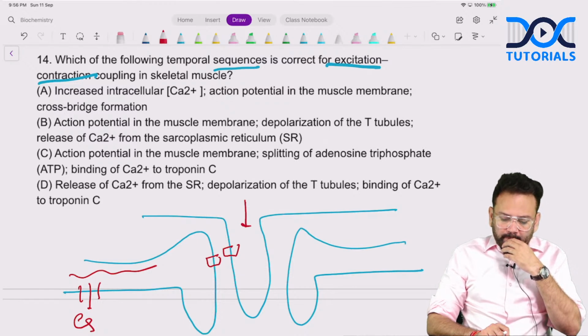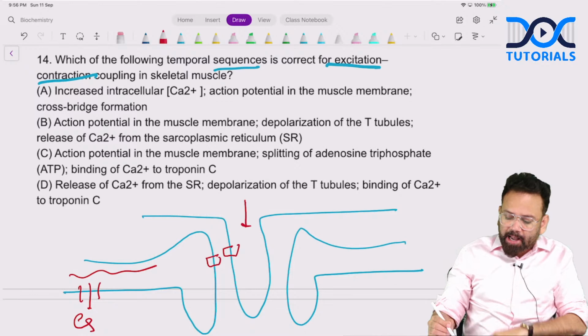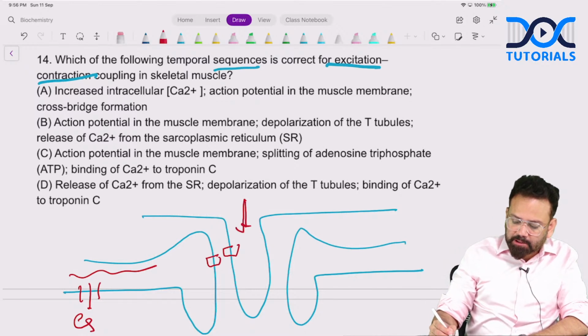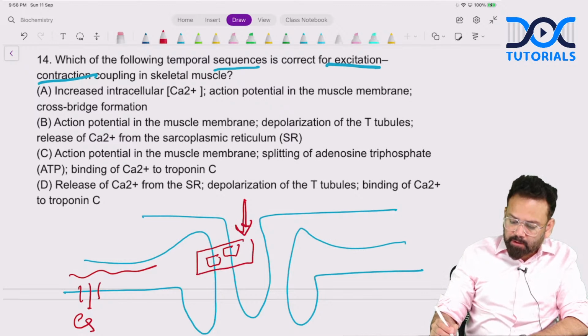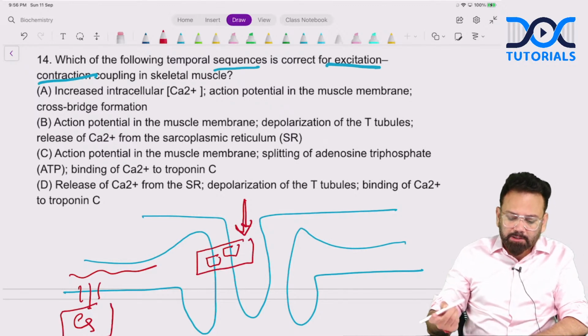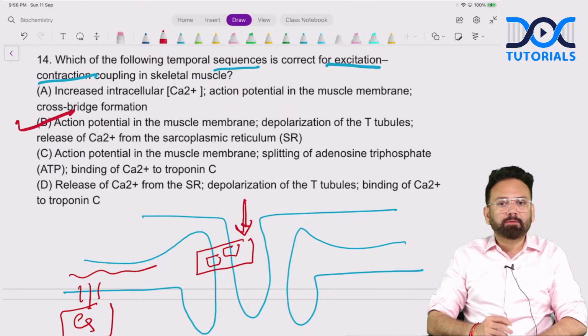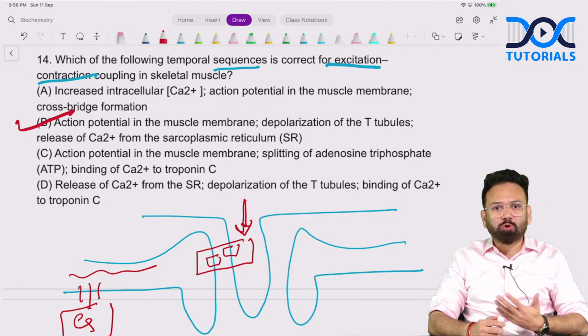Yes, B. Okay. Any other answer? Action potential will go inside, the first step. Depolarization of the T tubule, second step. Release of calcium is the third step. So the answer is of course B. This is called excitation-contraction coupling.